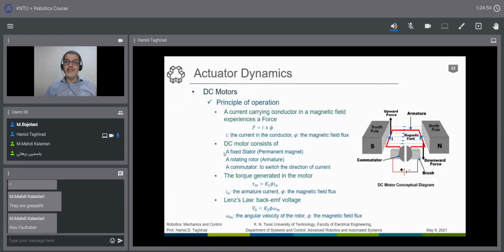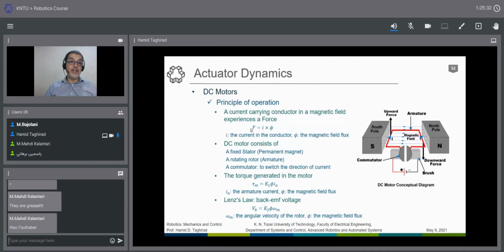In a DC motor, basically we have a magnetic field from a permanent magnet, with some S and N poles. If not, we can use some winding to produce a magnetic flux, like phi. And if we have a wire carrying a current in a magnetic field, as you see here, a force will apply to that.